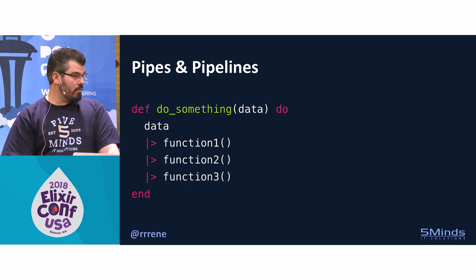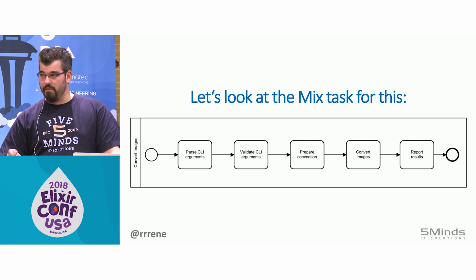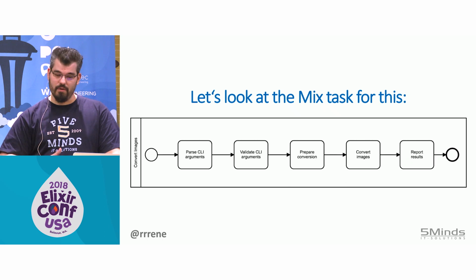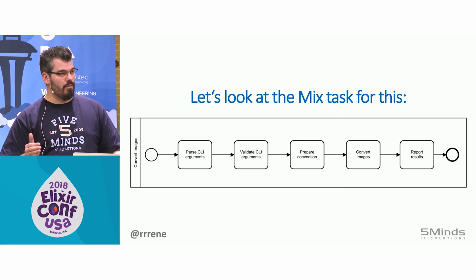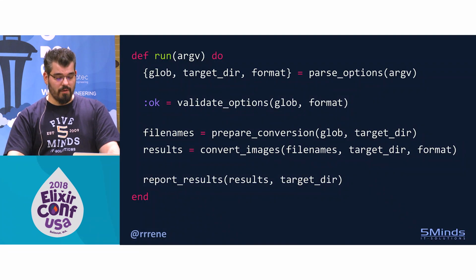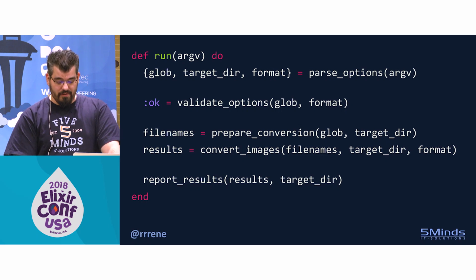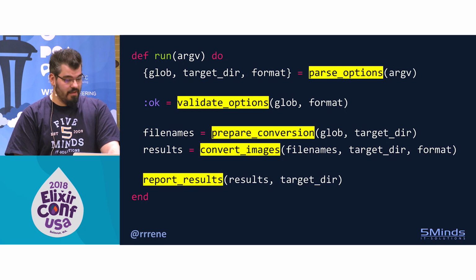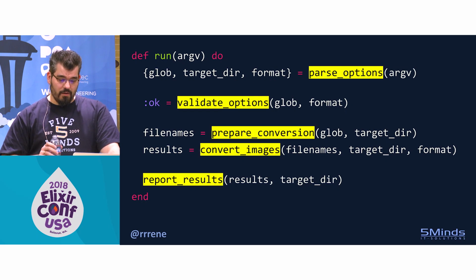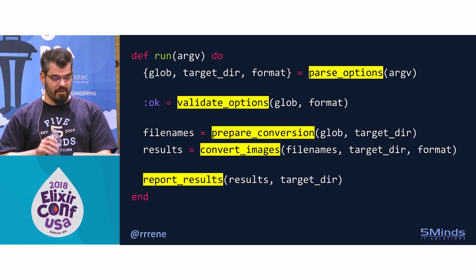So back to our example process. The little image conversion tool we are going to write has 5 steps: parsing the command line arguments, validating these arguments, preparing the conversion, actually doing the conversion, and reporting the results. We can see how this is probably a pipeline. So let's implement the mix task for it. This is what the run function of our mix task looks like. And if we look closely, we can find all the 5 steps in there. Let me highlight those. Now, this is all very good, but maybe we could make this flow even more obvious using a pipeline.